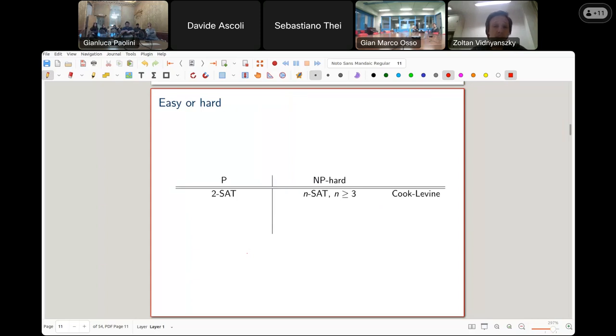But it turns out, and this was the first result in computer science, really, that sometimes they are easy and sometimes they are very hard. So 2SAT is polynomial time solvable, and NSAT, if n is at least 3, is NP hard. So is it as complicated in the NP world as it gets? Similarly for 2 coloring. 2 coloring is easy to decide. 3 coloring is very hard to decide.